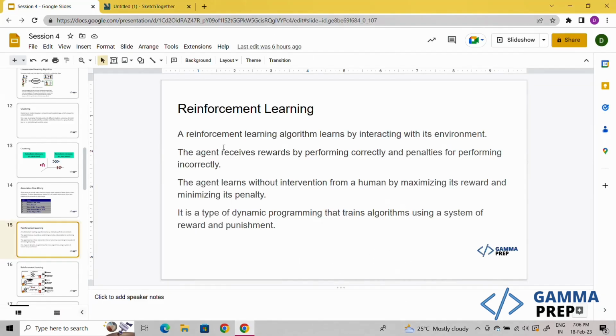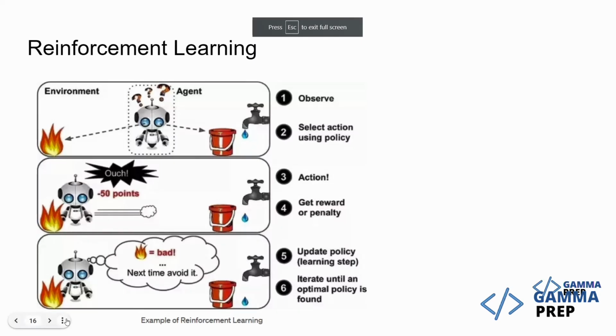Let's see. So let's say we have the agent like this. Now in the environment, on one side there is fire and on the other side there is water. Now the agent has two options. It can go to the fire side or the water side. Now the agent does not know anything, so it will probably just randomly go in one direction. Let's say it goes towards the fire and sees, ouch, I got a penalty.